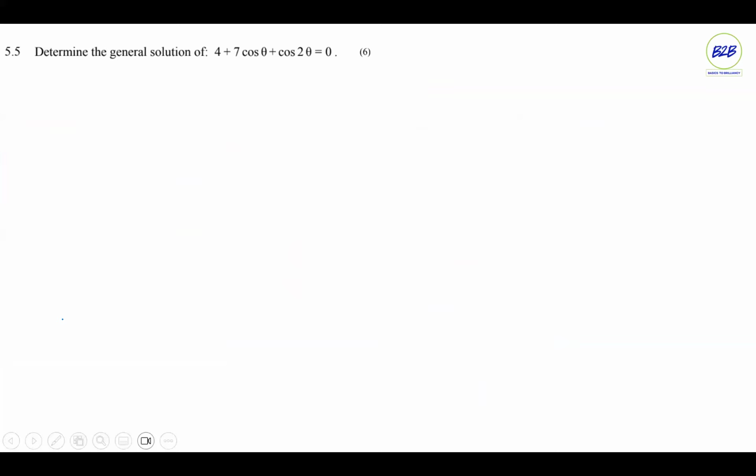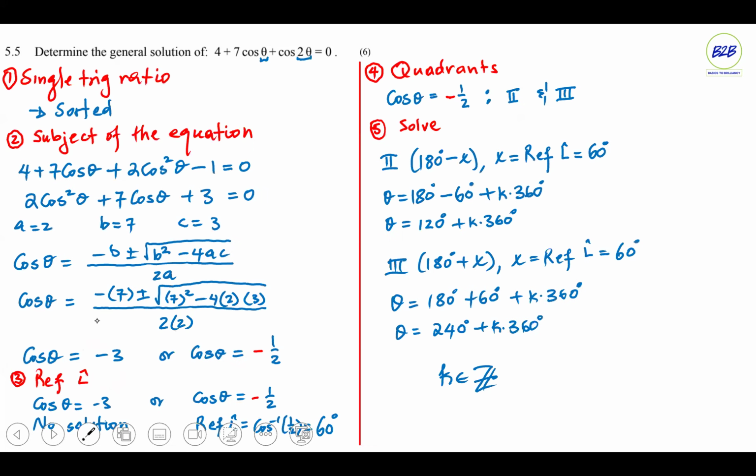I assume now that you have attempted the video, therefore we can move into the solutions and then compare with what you got. So what we have here is 4 plus 7 cos theta plus cos 2 theta equal to 0. What is the first objective?